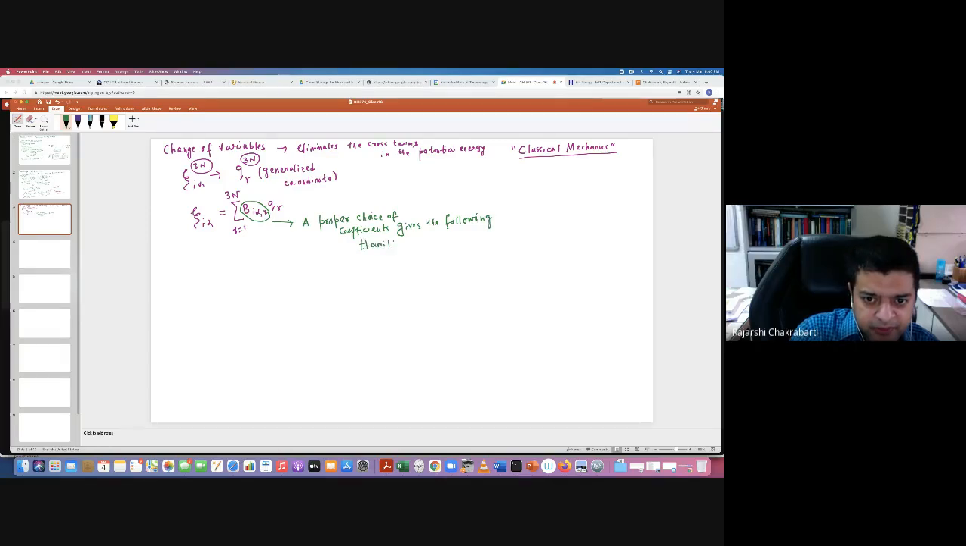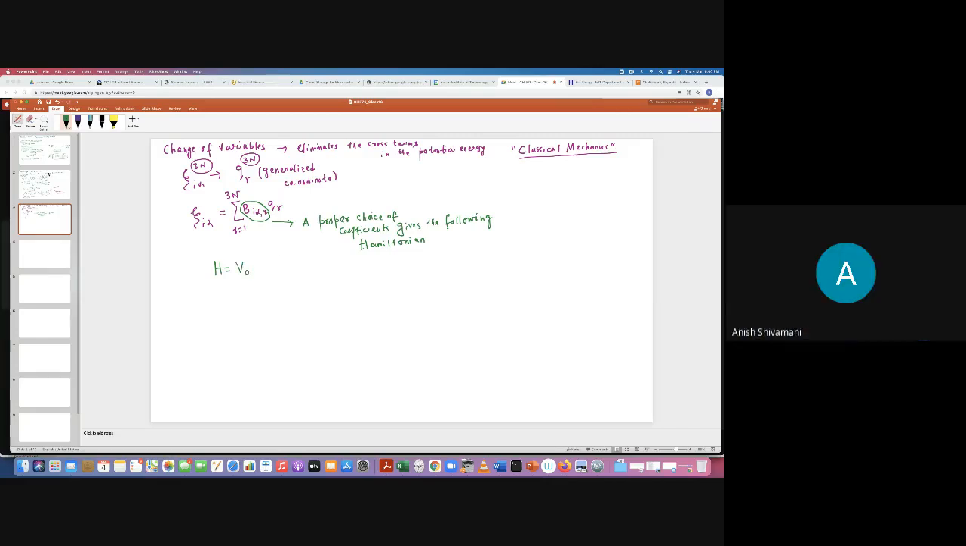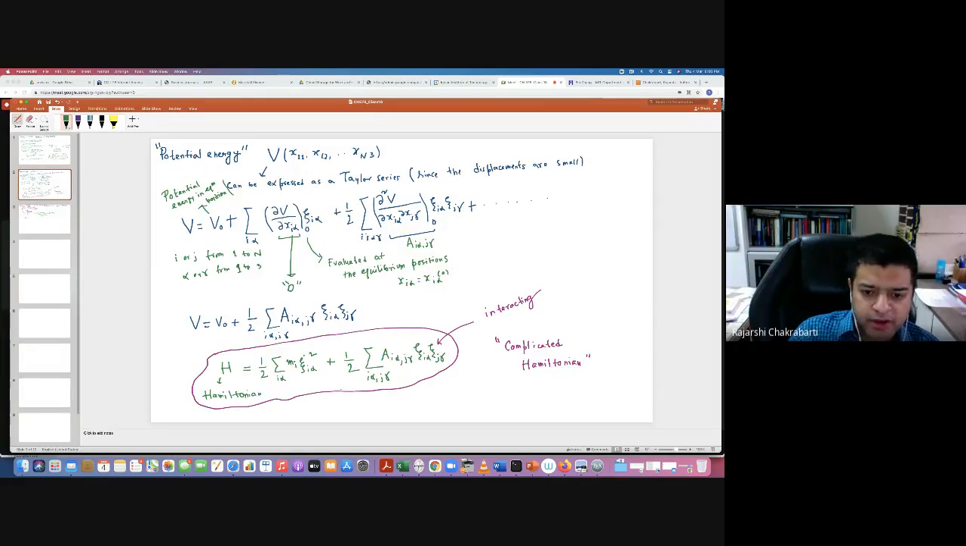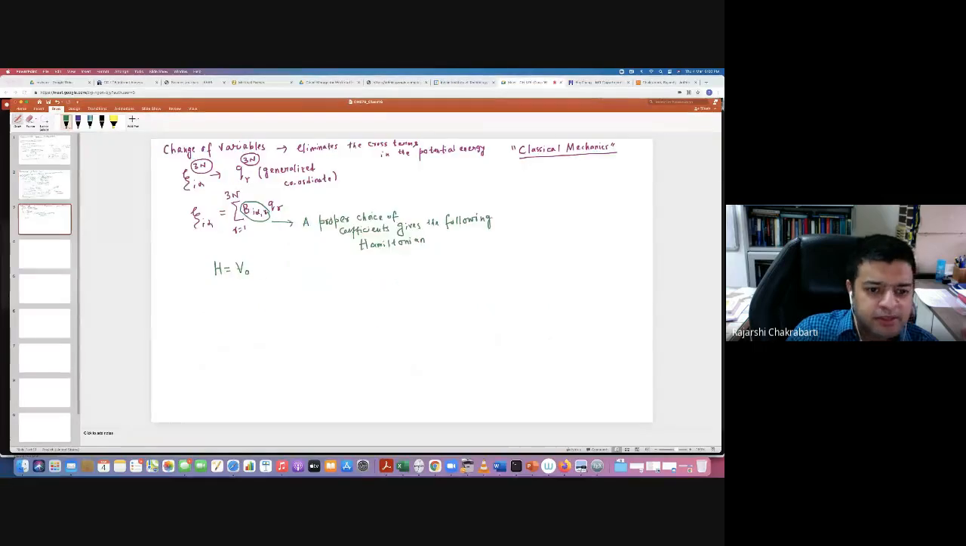in this new coordinate system, Q_r, these generalized coordinates? Can you tell me? Of course, you can tell me. H is V0 plus this, no? Yes, I had forgotten to write V0, so there will be V0 here. V0 plus this. Okay. What else?